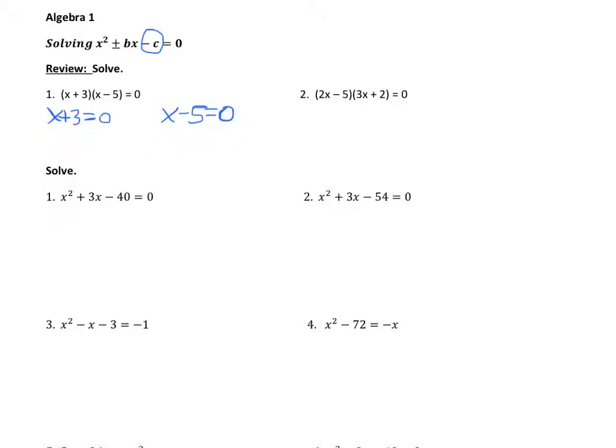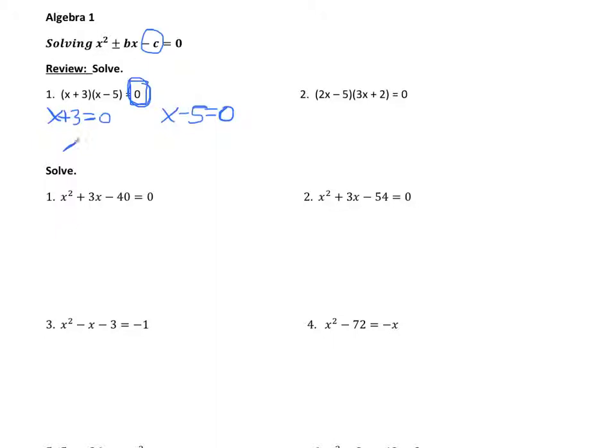Now, a little review, when we're solving, this is what we want. We could only solve, and we could only set the factors equal to 0 when the whole equation is equal to 0. So number one, review, 1 and 2, they're already factored out. So you can see I already have the work. Set x plus 3 equals 0, set x minus 5 equal to 0.